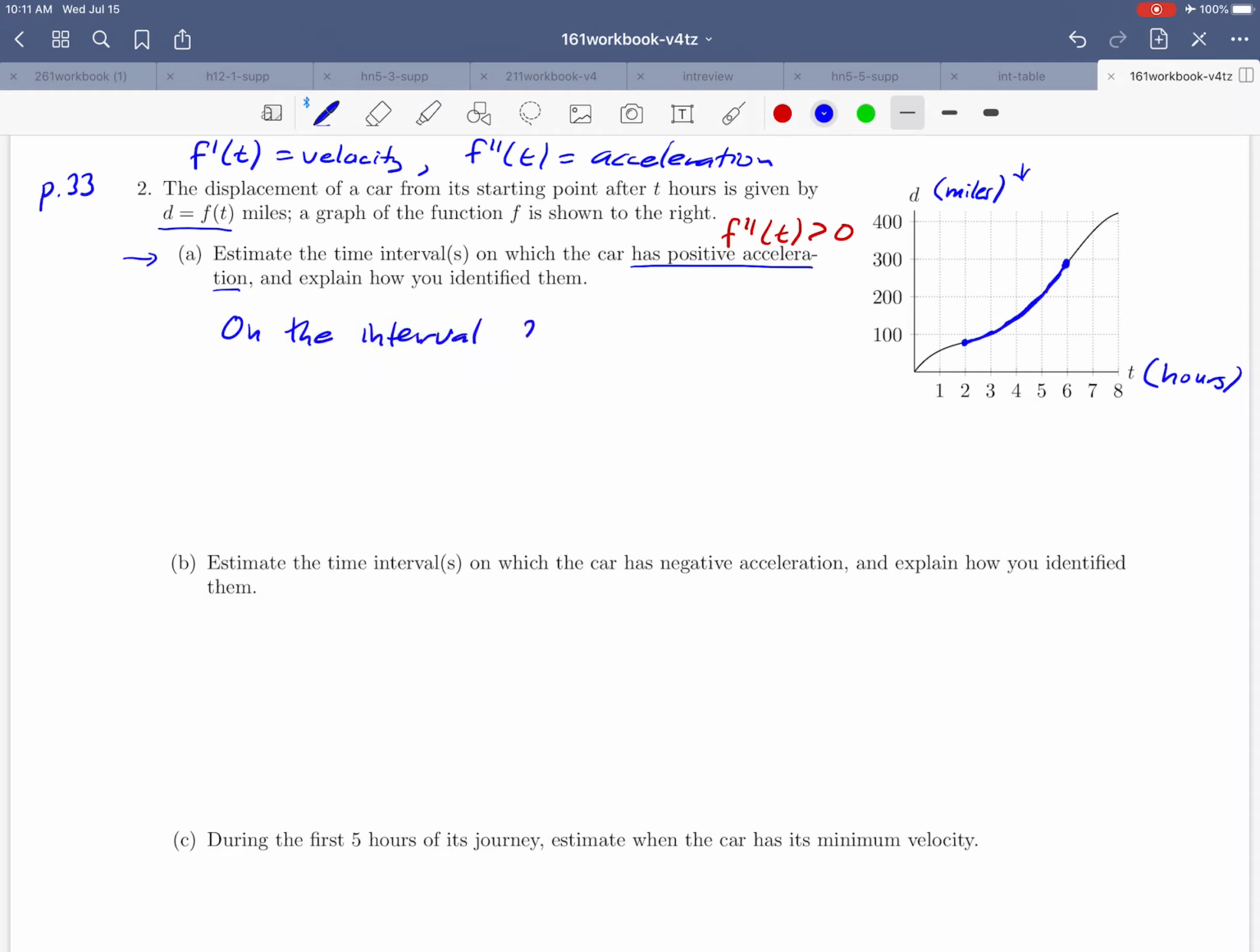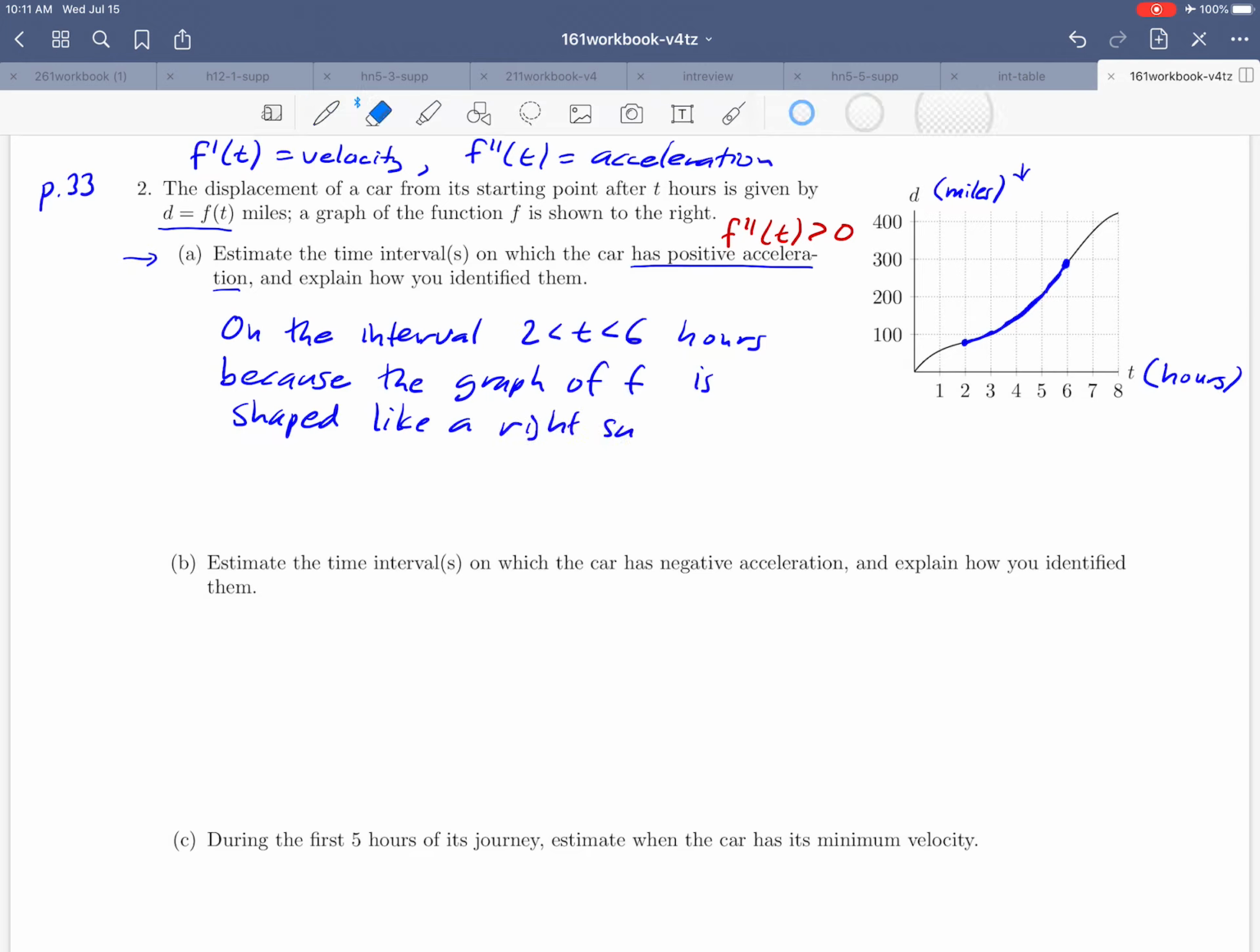So we'll say on the interval 2 less than t less than 6 hours, because the graph of f is shaped like a right side up ball. And that's the shape that's typical of a concave up function.